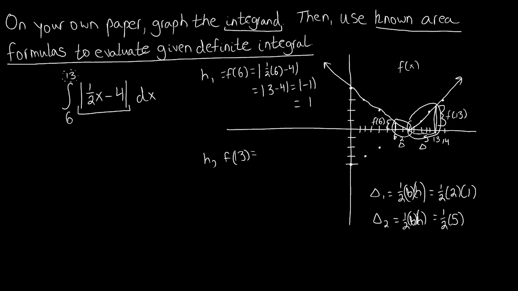And then f of 13 is going to be our second height. So let's calculate f of 13. We get the absolute value of 1/2 times 13 minus 4. This gives us the absolute value of 13 over 2 minus 4, which translates to 8 over 2 by finding a common denominator. Then we get the absolute value of 5 over 2, which is just 5 over 2. So our height 2, or our function's value at 13, is 5 over 2. Now we have the area for triangle 1 given as a formula and the area for triangle 2 given as a formula.